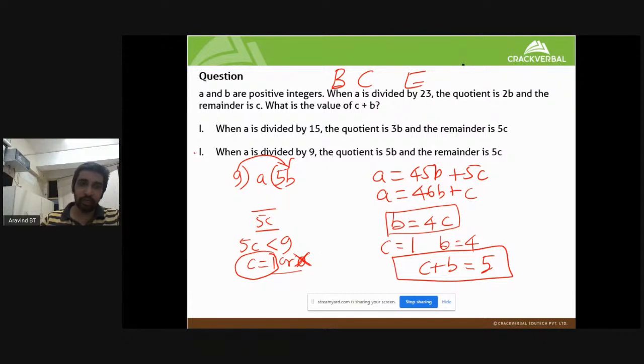So the second statement alone is sufficient. The answer here is B for Bravo. C and E get ruled out. So this is how using the division algorithm can actually help you frame equations and work with the equations and solve the question.